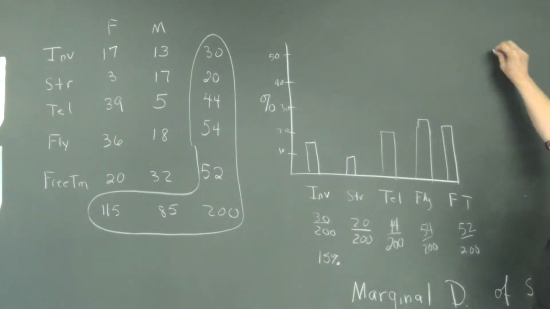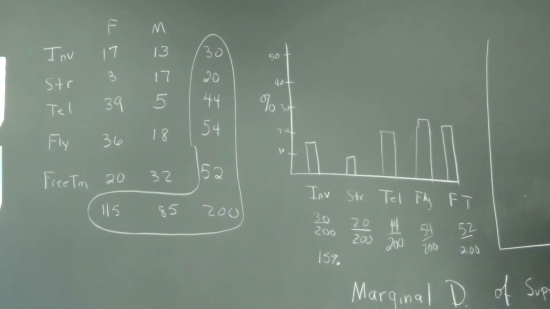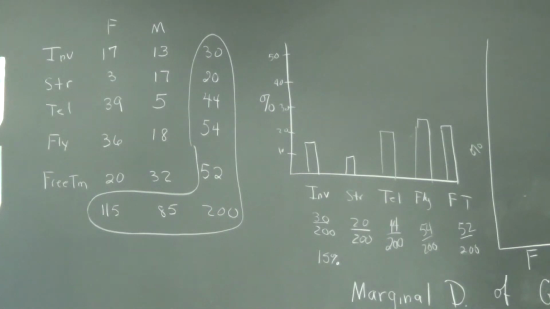So I want you to do a second chart. Now I want you to do the marginal distribution of gender. So instead of having the superpowers along this axis, we're going to have female and male along this axis, and the percentages along this axis. So where do I go to get those numbers? Let's work with the female first. Are you up with me, or are you still working on the other chart? Still working. All right, I'll pause for a minute.